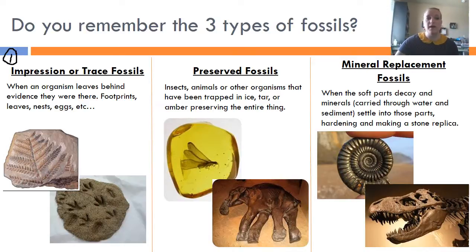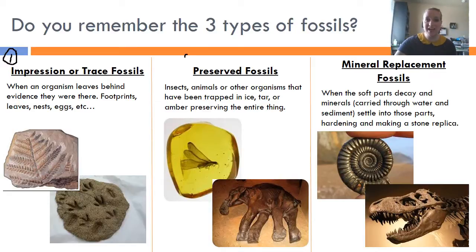These types of fossils you can see from the pictures here. The definition of this type is when an organism leaves behind evidence they were there, like footprints, or leaves being imprinted on the rock, or nests being fossilized, or eggs being fossilized, etc.